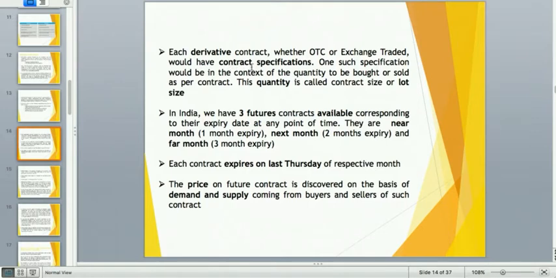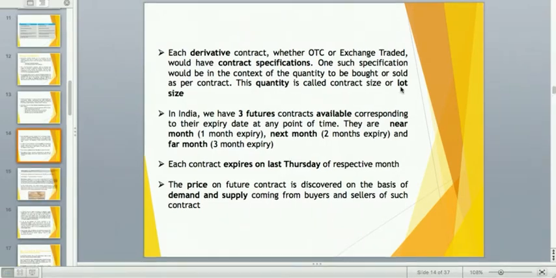Then we are coming to talking about contract specifications. Now, one specification, especially in case of exchange traded contract, is the lot size. Lot size is the quantity of underlying asset that has to be delivered under one contract. And the lot size could be different for different derivative securities.